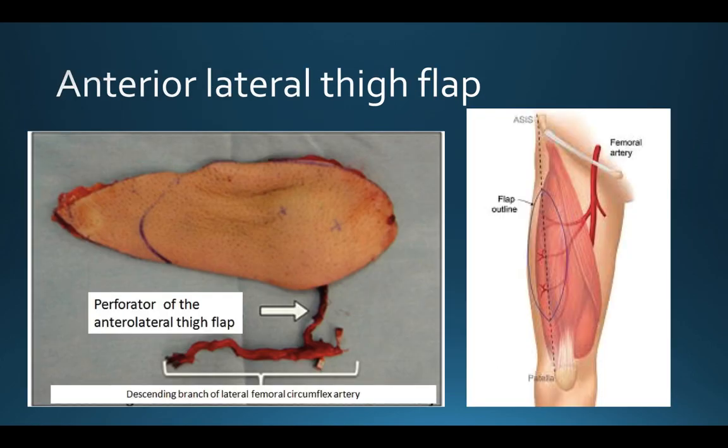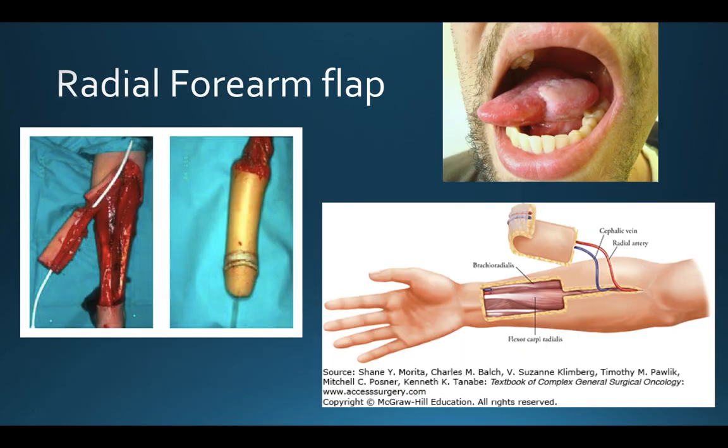There's also multiple others that I'm just showing some examples of. So there's the anterolateral thigh flap, which is based off of the lateral femoral circumflex artery. There's the radial forearm flap, which is based off of the radial artery. It's a lot thinner, as obviously you don't have as much fat there, so I've seen them do this flap to cover an anterior ankle defect, just because there wasn't as much tissue there.